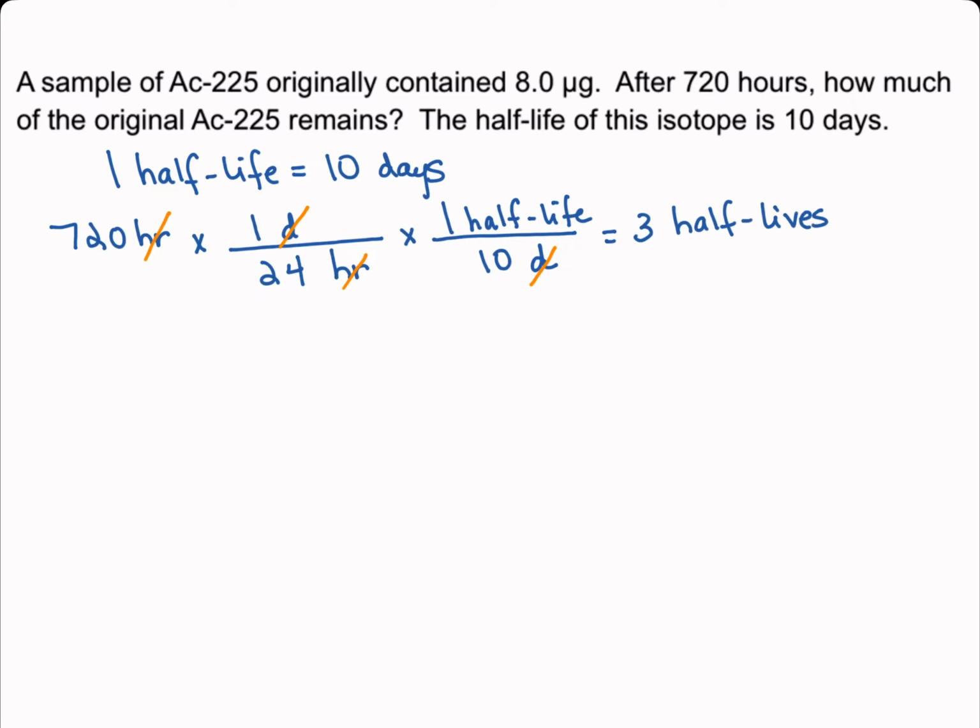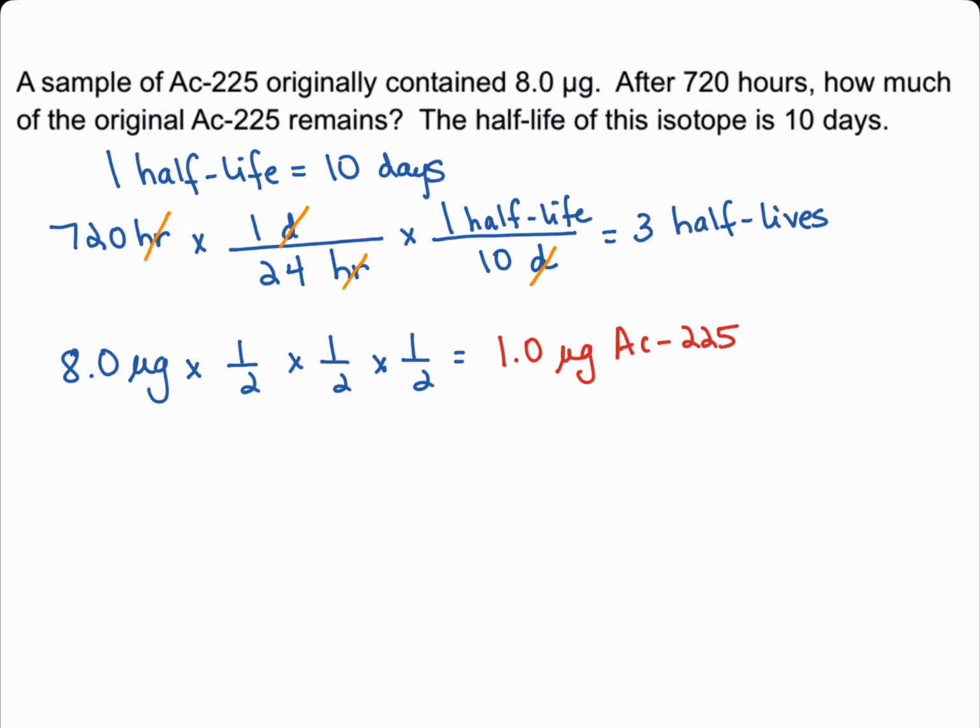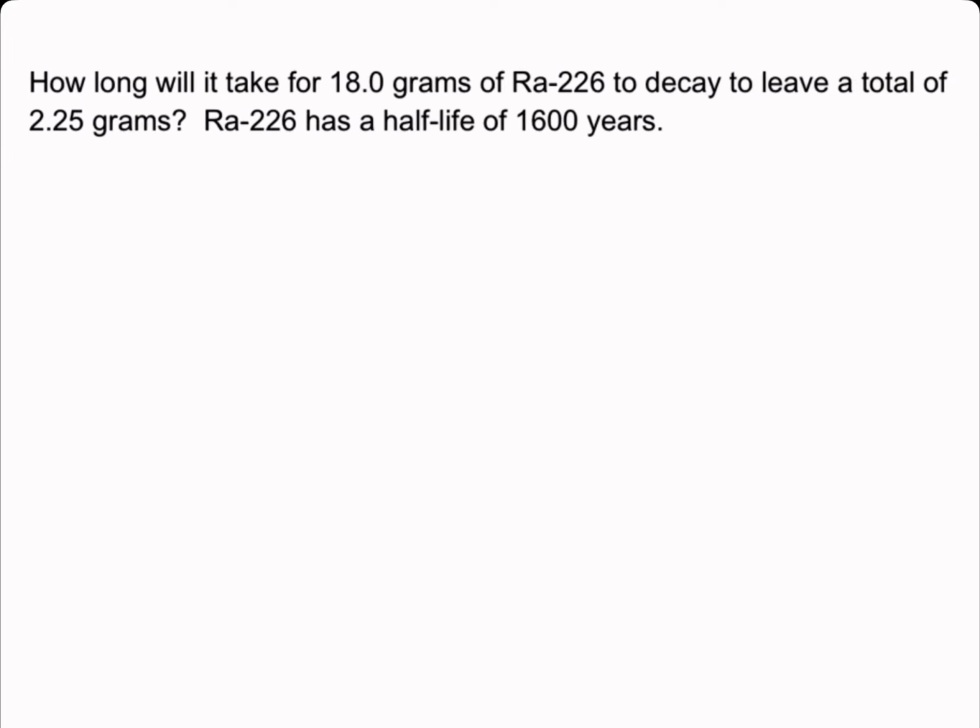Our original sample was 8.0 micrograms. 3 half-lives means we're going to multiply by 1/2 three times. This will equal 1.0 microgram of Ac225. Let's take a look at another example.